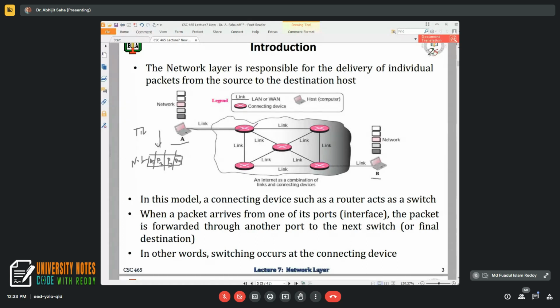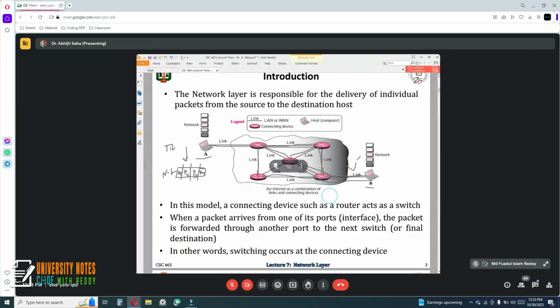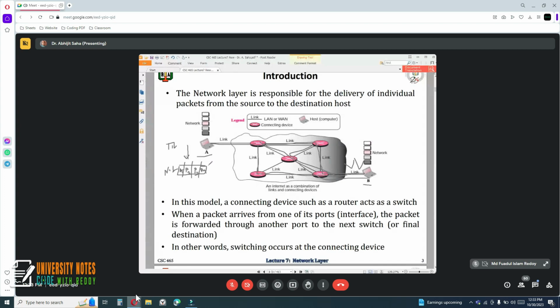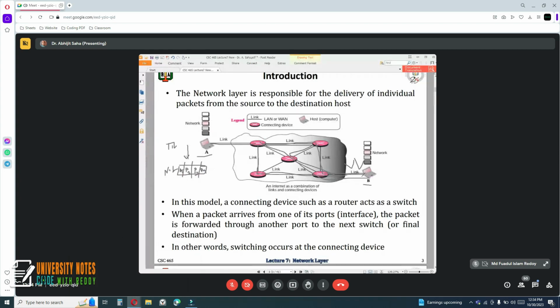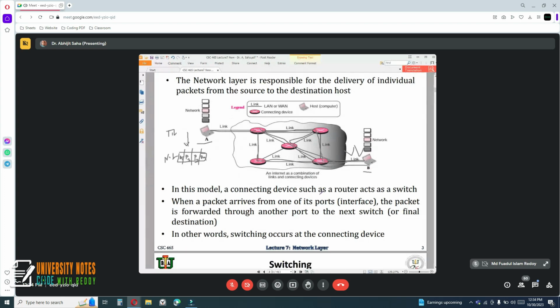So the packets can travel along any one of the paths. P1 goes this way, P2 this way, P3 this way, P4 this way. When the connectionless service is used, each packet can follow any path to reach the destination. The destination node, after getting all of P1, P2, P3, P4, needs to reassemble the packets to get the original packet. We'll discuss this.